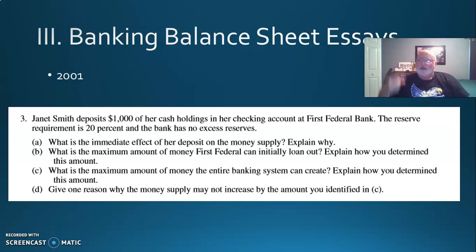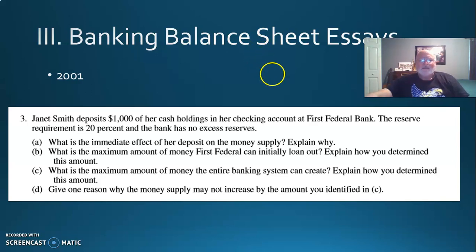Because M1 is 3 things: cash, checking accounts, and traveler's checks. When it was cash, it was in M1. And in a checking account, it's still M1. So explain why you'd say cash and checking accounts are both components of M1. All right, so I explained it. That's 2 points, by the way.